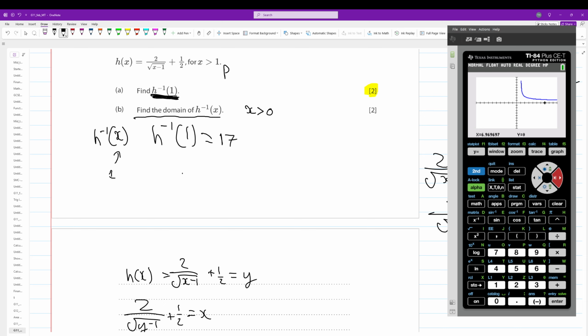Because the range of h of x, the y values, must be bigger than 0. So then when I flip it around, the domain of h minus 1 is the range of h of x. If that's not making sense, please come find me in school.